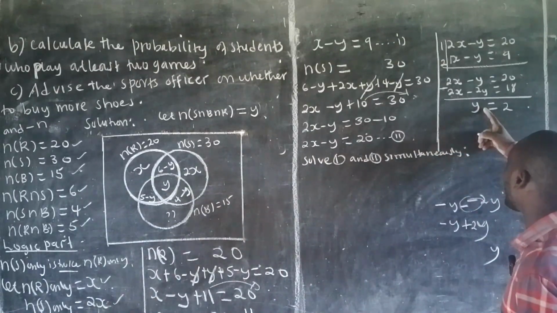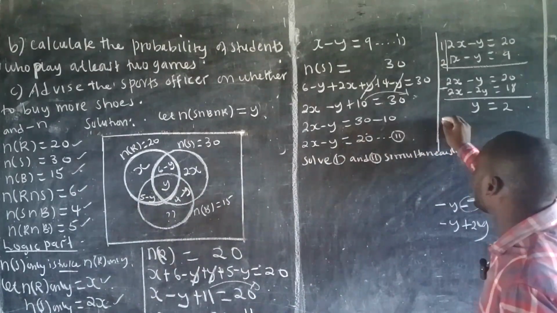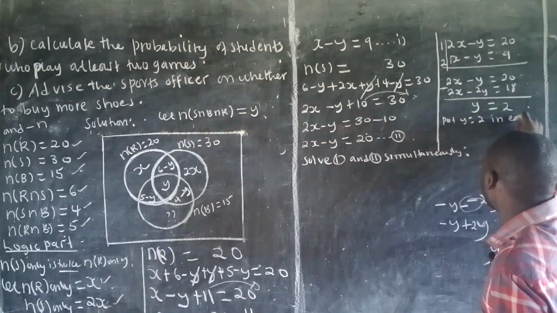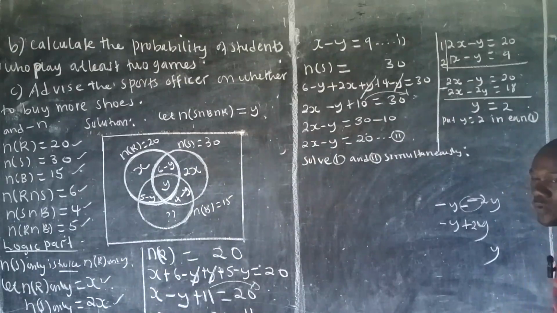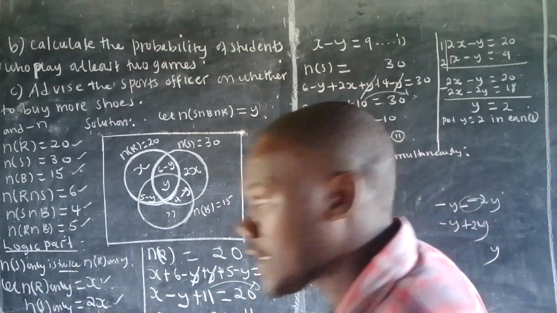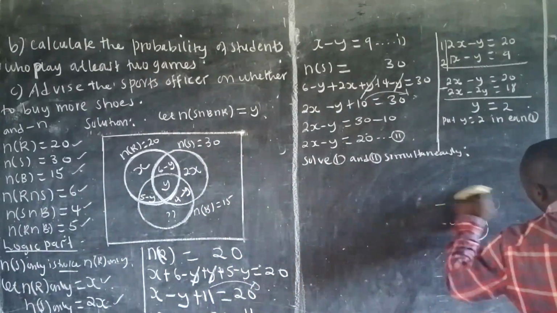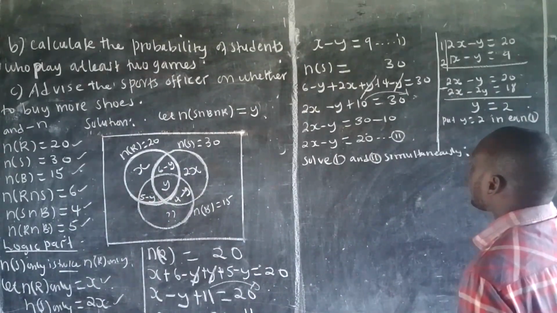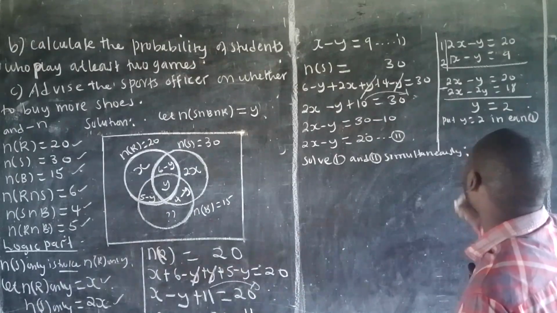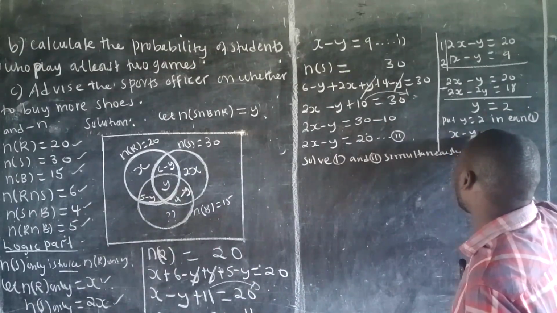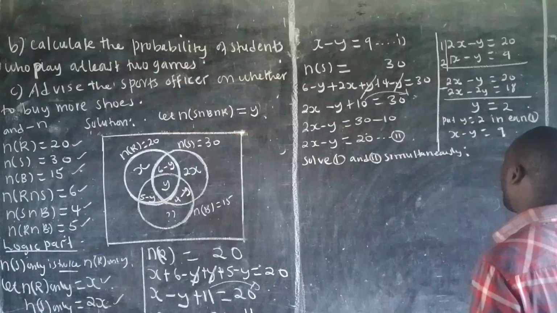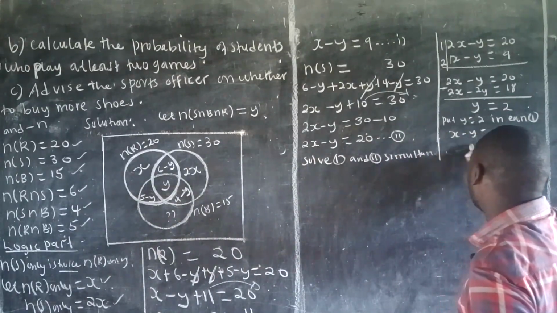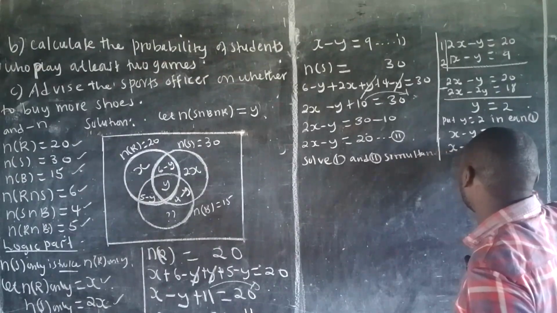Now you get this value of y and substitute it in any equation. So put y is equal to 2 in equation 1. You can put in any equation, you end up getting the same answers. I've chosen to put in equation 1 because it's simple for me. So what is our equation 1? It is x minus y is equal to 9. But what is our y? Our y is 2. So x minus 2 is equal to 9.